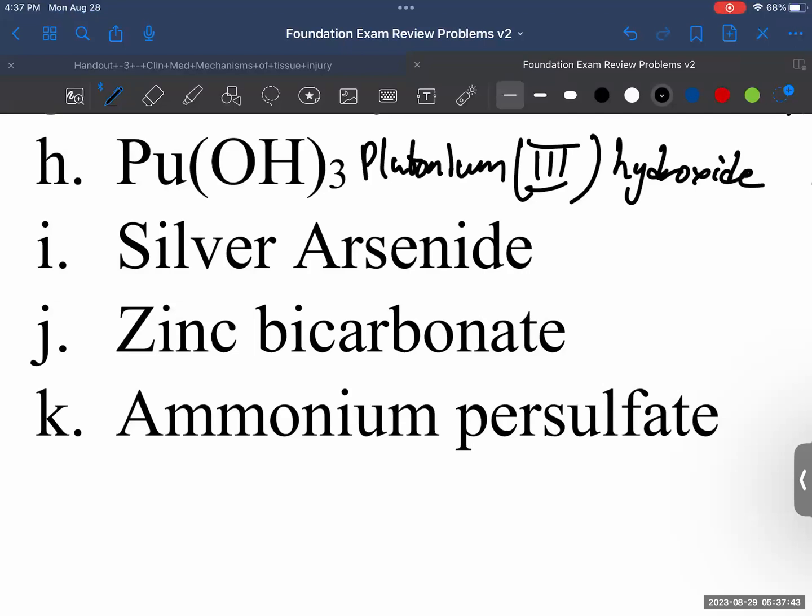Silver arsenide. Your periodic table is on the home screen. Okay, so we know that silver is Ag, and that's a plus. Arsenide. What do I press for the periodic table? Home screen, or just press the home button.